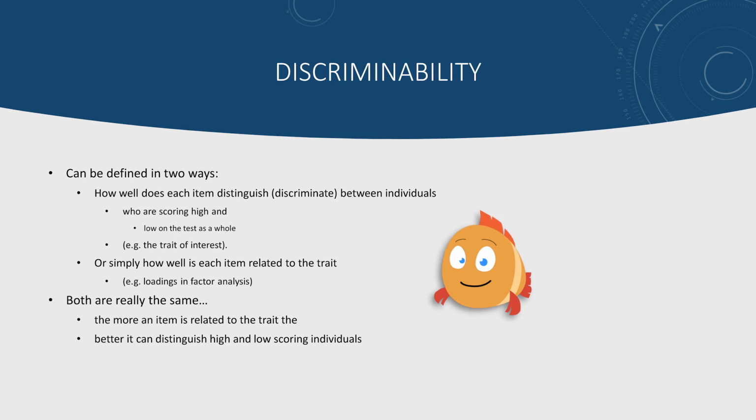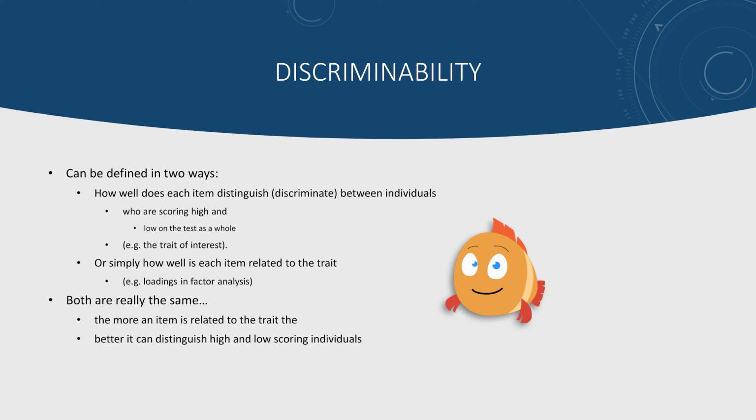All right, discriminability can be defined in at least two ways. Here are the ways we're going to cover in this class. One, how well does each item discriminate between individuals who score high versus low on the test as a whole? And that can be any trait of interest or even test performance. I look at these types of statistics all the time when I'm updating and refining my tests, because you can calculate them for short answer essays, but it's a pain. It doesn't just have to be multiple choice, although those are easier.